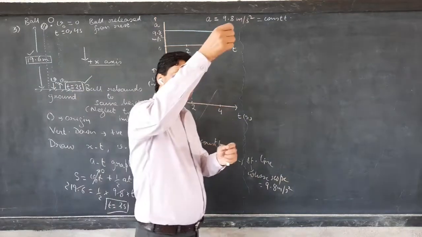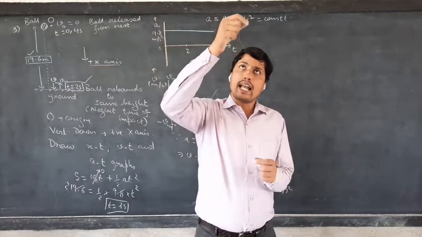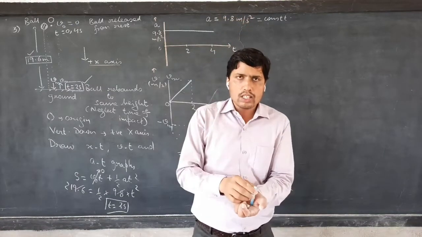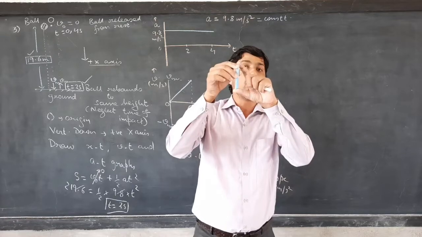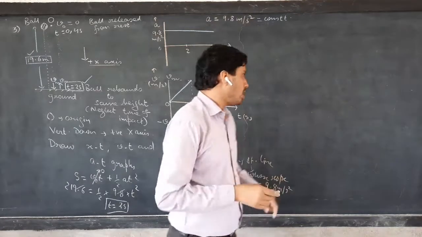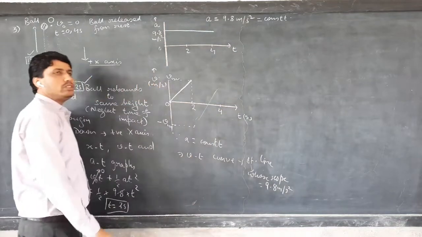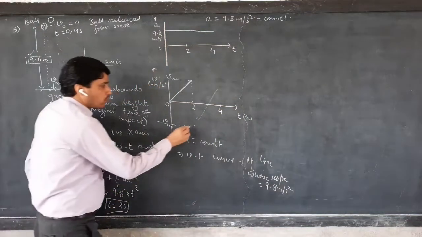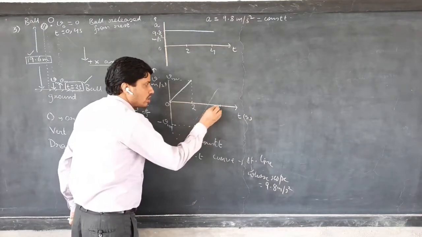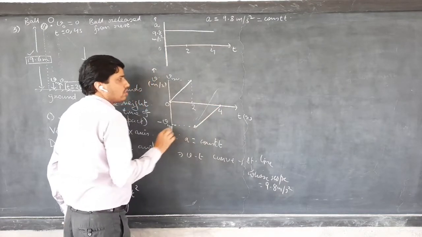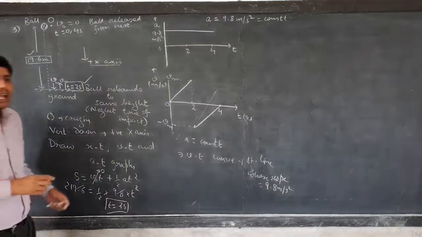So it will rise to 19.6 meters, and at that highest point, if I release a ball from here, it will fall, it will rise to the same height with 0 speed at the highest point. So at 4 seconds, its speed should reduce to 0. From here, we have to start, we have to reach till here, so we'll join them. So this will be the nature of the curve.